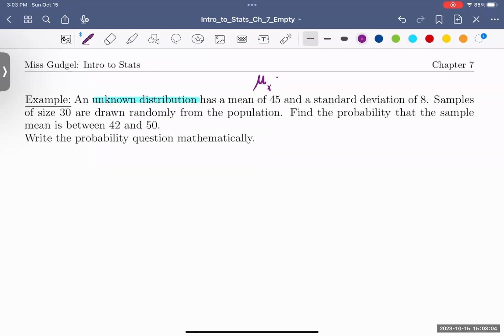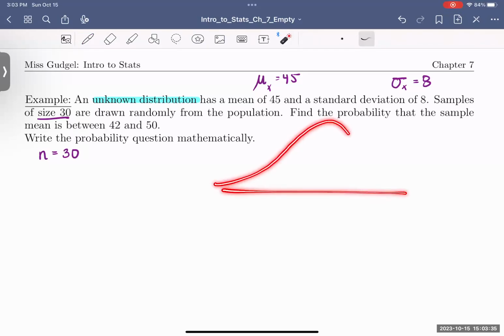So an unknown distribution has a mean of 45. Our original standard deviation is 8, and we are taking sample sizes of 30 drawn from the population. So groupings of 30, and then taking that average and counting that as one piece of data. Another group of 30, take the average, count that as one piece of data, all right? And these data that we're collecting, these sample means, are creating this normal distribution curve that has a mean at 45, right? The mean of the means doesn't change, which makes sense.